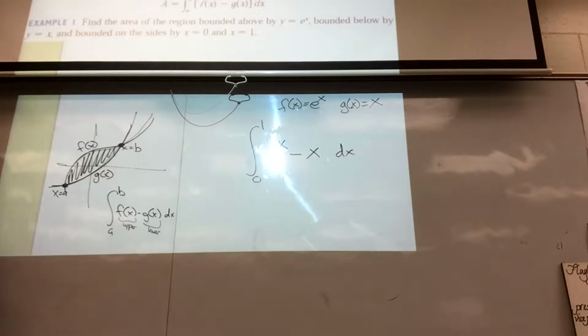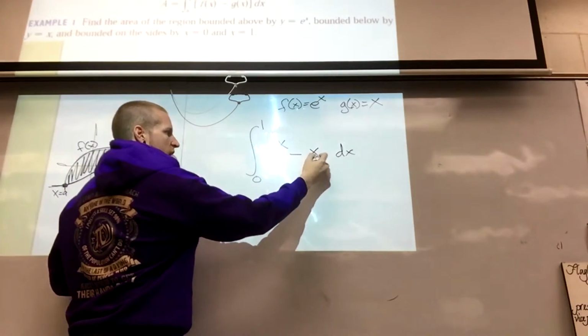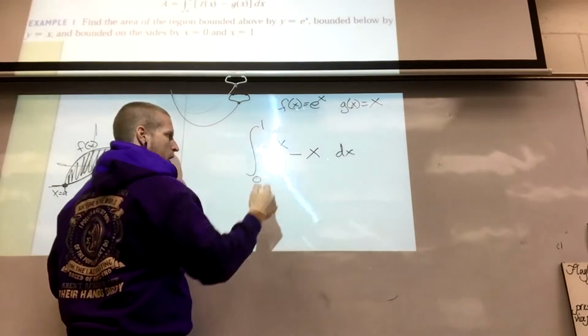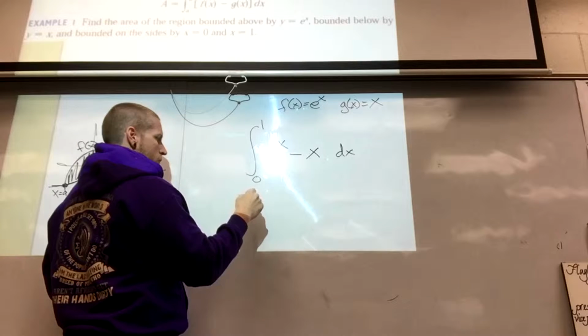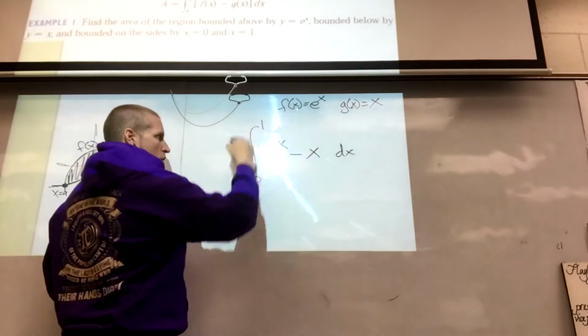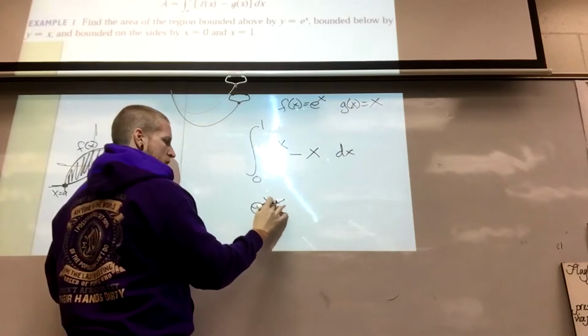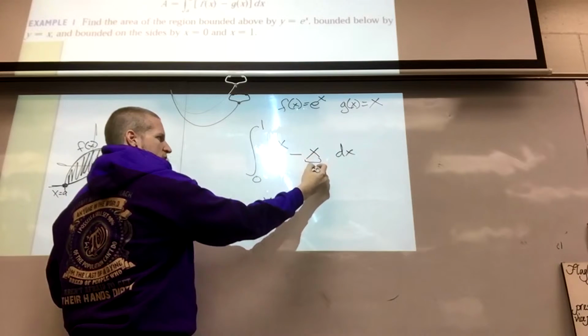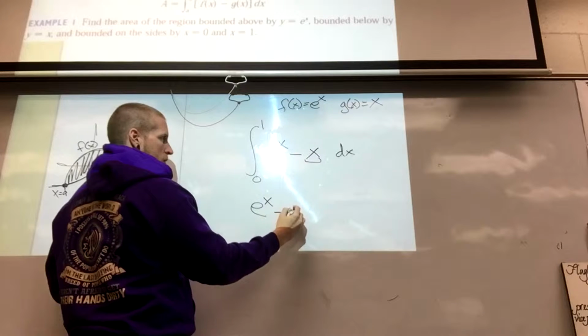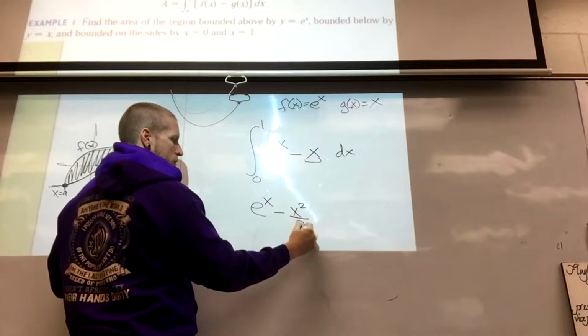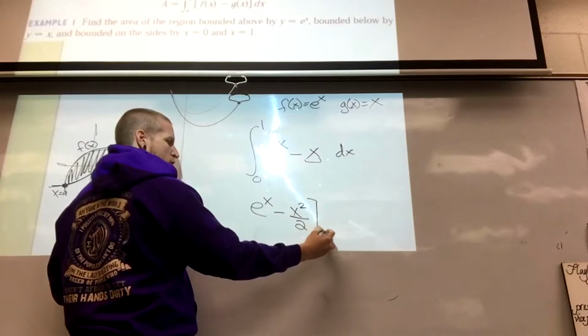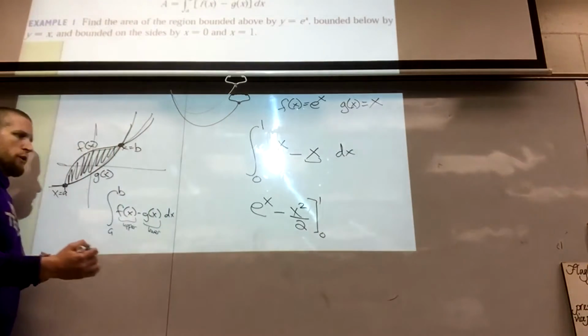Which again, like I said, these integrals shouldn't be that hard because the integral of e to the x is e to the x. There's nothing really to do there. For the integral of x, you just have to do the reverse power rule. So this whole integral should come down to e to the x minus, what's the integral of just x? x squared over 2. And then you evaluate that from 0 to 1.